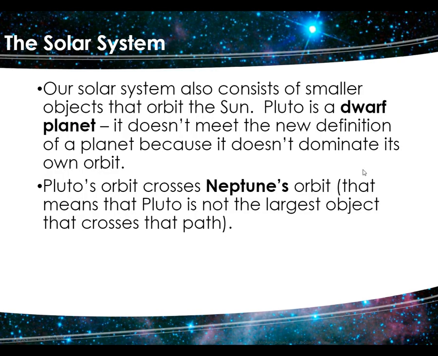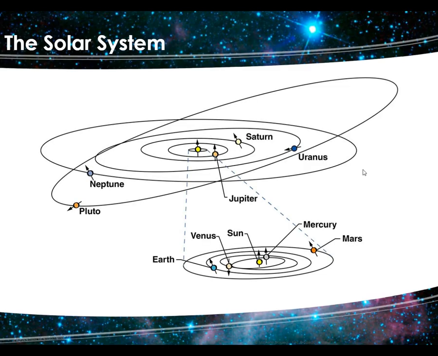Our solar system also consists of smaller objects that orbit the sun. Pluto is a dwarf planet. That means it doesn't meet the new definition of a planet because it's not large enough to dominate its orbit. In fact, Pluto's orbit crosses Neptune's orbit. That means that Pluto is not the largest object that crosses its path.